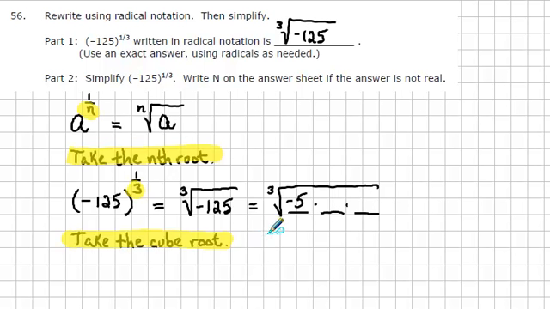Now 25 is 5 times 5, but the idea is we want the same number in each of the different blanks. And although 5 times 5 is 25, it's also the case that negative 5 times negative 5 is equal to 25. When we multiply negative 5 times negative 5 times negative 5, we get negative 125. Therefore, the cube root of negative 125 is negative 5. For every group of 3 factors, we just bring one of those factors out. So the answer is negative 5.